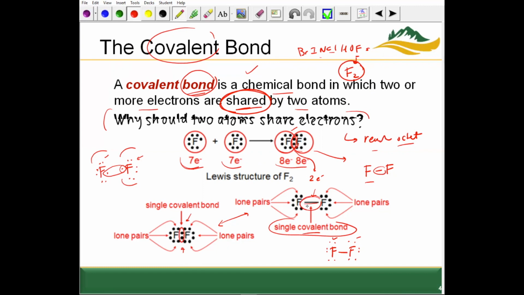Then these are considered lone pairs of electrons because either the electrons are in a bond or they're lone pairs. So we can have electrons in a bond, it's 2 electrons in a bond, or we have lone pairs of electrons that are just around the atom that are not participating in a bond.